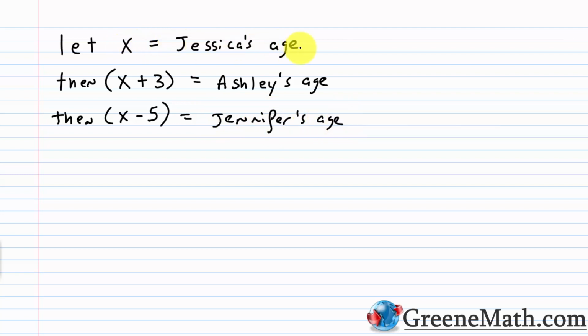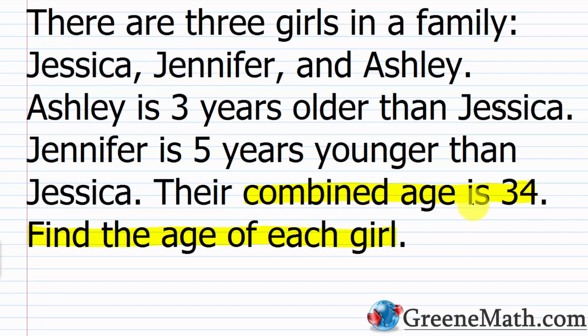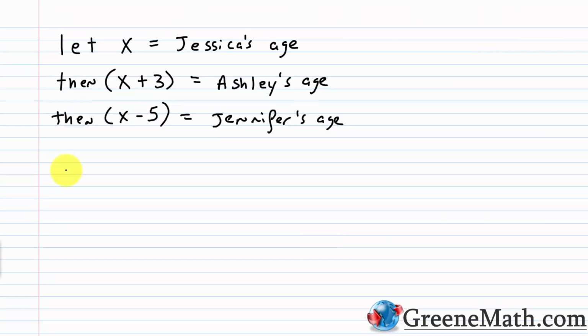So we have X as Jessica's age. Then we have X plus 3 as Ashley's age, right? Because Ashley is 3 years older than Jessica. And then we have X minus 5 as Jennifer's age, again, because Jennifer is 5 years younger than Jessica. All right, so in the next step, we're asked to set up an equation. So how do we set up an equation here? Well, again, just like we saw in the last problem, we have the sum of the individual amounts that are going to be equal to something. So if we look at the problem again, we're told that their combined age is 34. So what that means is if I take X, which is Jessica's age, and I add it to X plus 3, which is Ashley's age, and then I add it to X minus 5, which is Jennifer's age, I should get a value of 34.